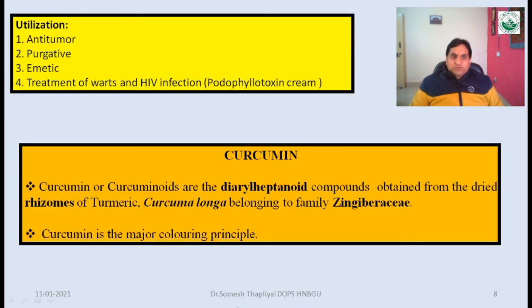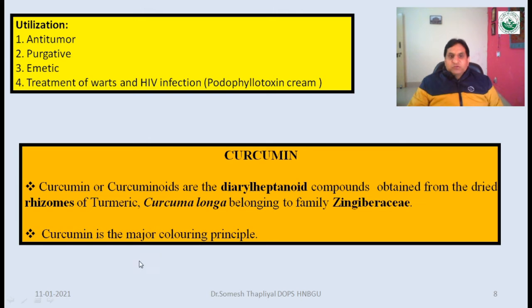Now if you see the utilization, it is commonly used as an anti-tumor agent, purgative, in the treatment of emetic and treatment of warts and HIV infections. So in the treatment of warts and HIV infections, podophyllotoxin creams are commonly used. So it is about the uses of podophyllotoxin.